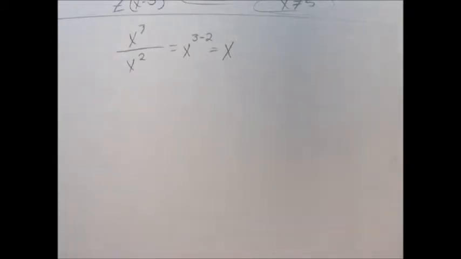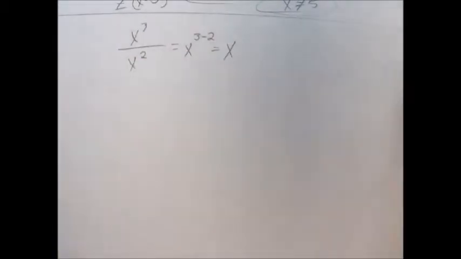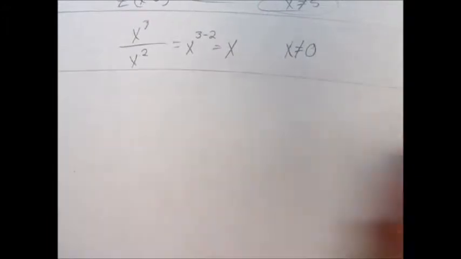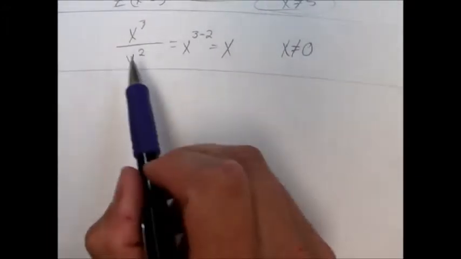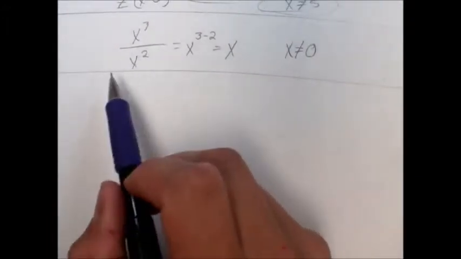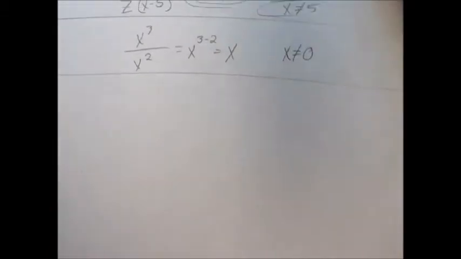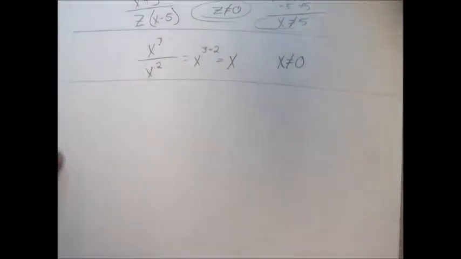Moving on from there, we have to remember that there's an excluded value here. X cannot equal 0. So start thinking that every time you see something with a fraction, the bottom can never equal 0. So you always have to include an excluded value in your answer. Always go through there and say, this is excluded.